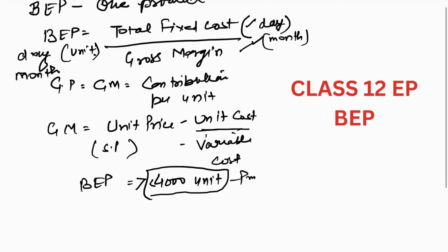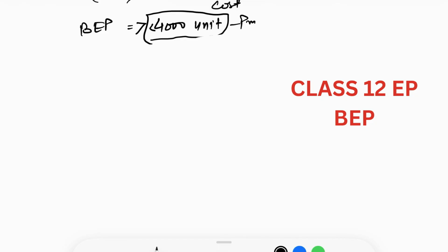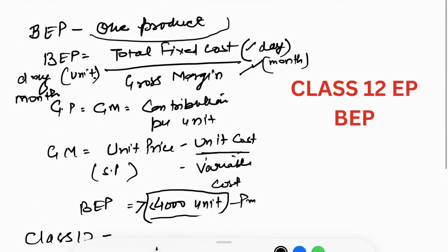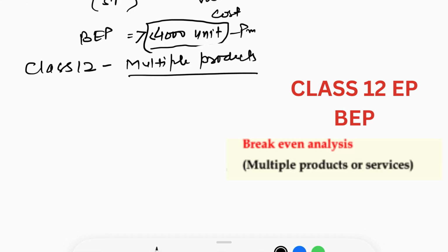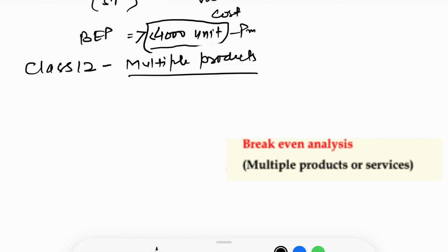Let's move to class 12 now. Now let's understand how to calculate break-even point in class 12. First of all, the difference between class 11 and class 12 is, in class 11, you calculated break-even point in case of one product. In class 12, you calculate break-even point in case of multiple products, where the seller is selling multiple products. For example, a departmental store sells lentils, soap, grocery, everything. So multiple products, and that's the reality. In reality, every seller sells multiple products.